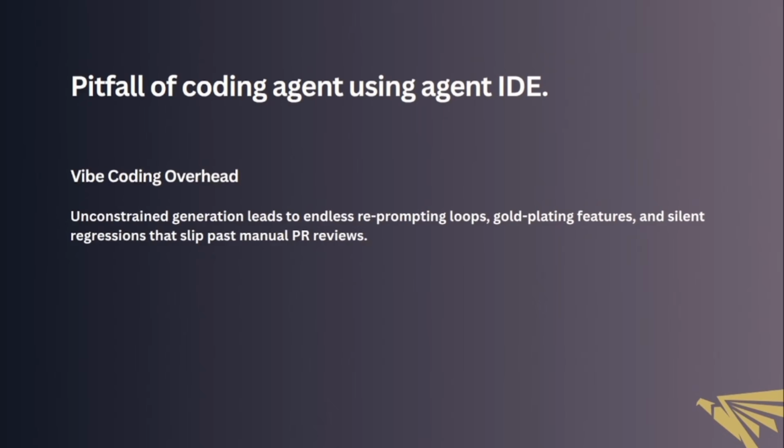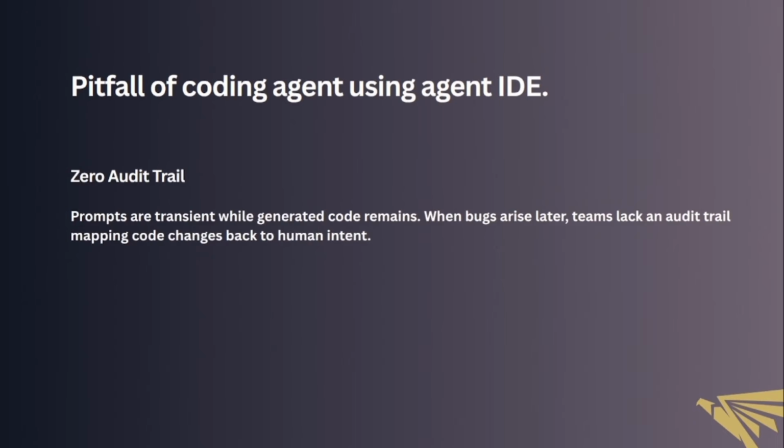The second issue is vibe coding overhead. When AI generation isn't constrained, developers end up stuck in long, frustrating reprompting loops. The AI starts overbuilding features or introducing hidden bugs that easily slip past pull request reviews. The third pitfall is having zero audit trail. Chat prompts disappear after a session, but the code stays in your repo. When something breaks weeks later, the team has no way of checking why the AI wrote the code that way or what the original human intent was.